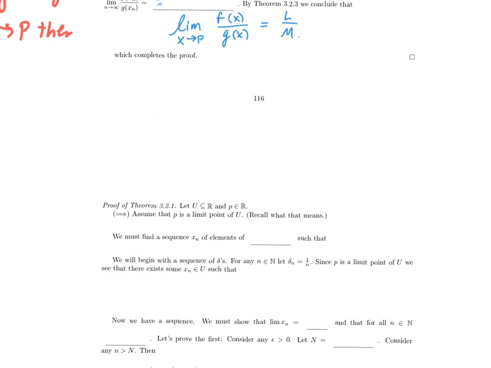Cool, so that's where this video will stop. What I'll do in the remaining couple of videos is prove theorem 3.2.1, theorem 3.2.2, and theorem 3.2.3. I'll re-express these ideas that we already have about functions in terms of sequences.